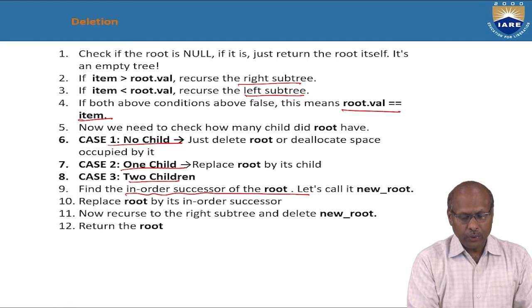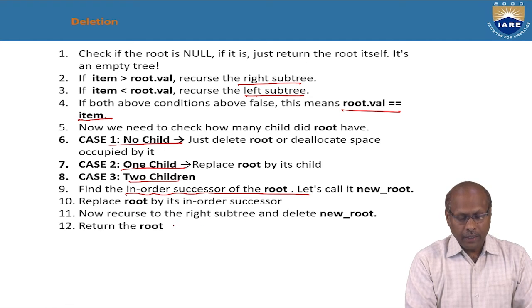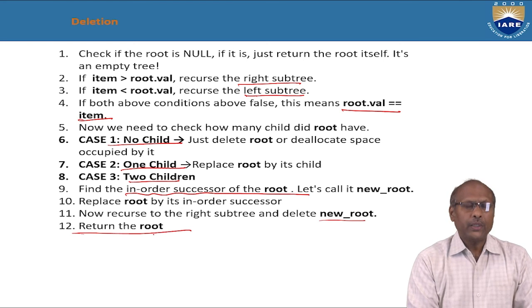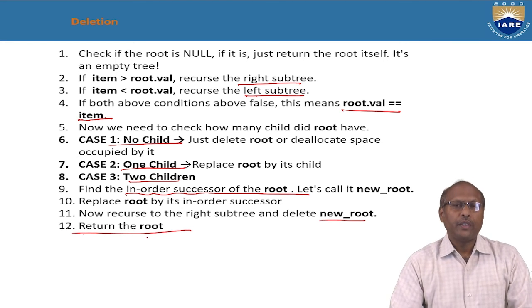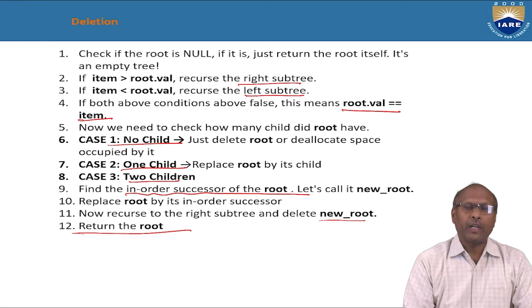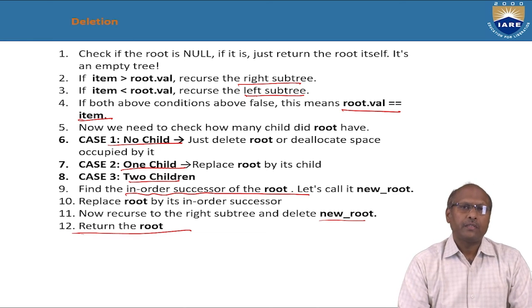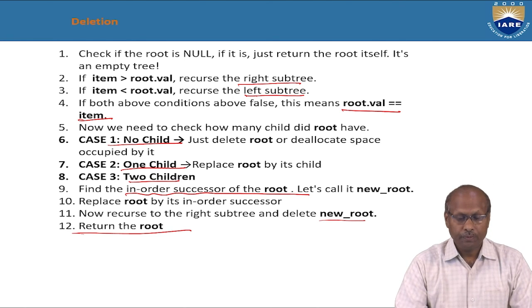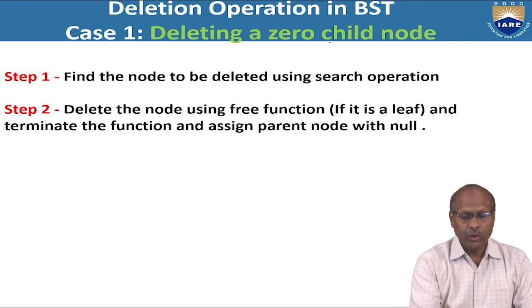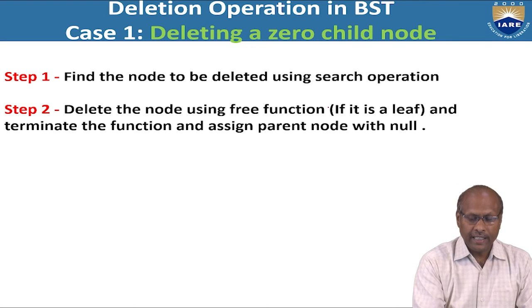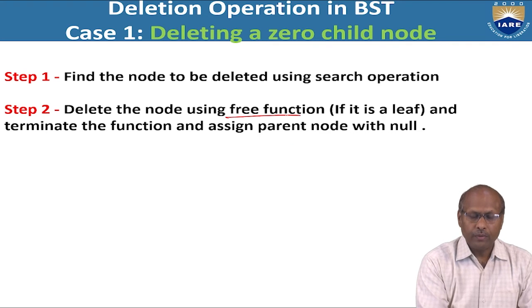And finally, replace the root by its in-order successor. And now, recur the right subtree if the new root is found. And finally, return the root node. So, you can go through these 12 steps for deleting the node. Now, case 1, the 0 child case. If it is a 0 child case, then find the position and free the node.